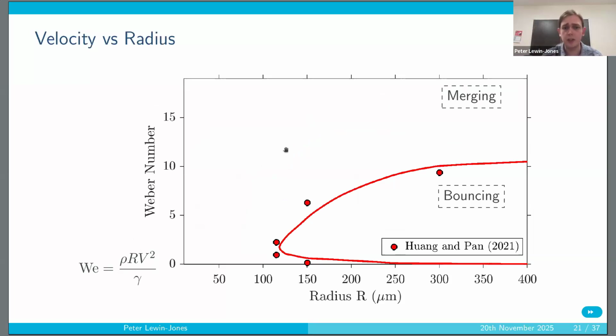And if we plot the Weber number, this is what the curves look like. They tend to tail off to roughly a constant Weber number for these critical impact speeds at larger radius.